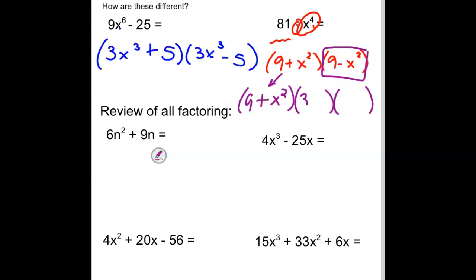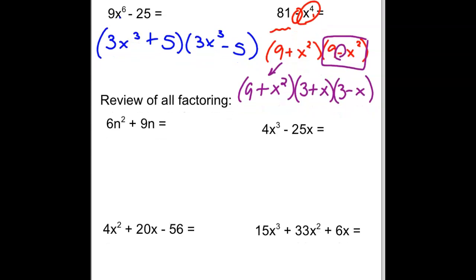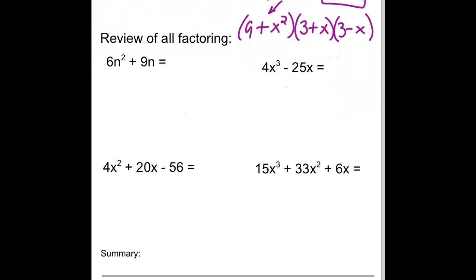The 9 we would split into 3 times 3, and the x squared we would break up into x and x. To get no middle term and a minus sign here, we would need one positive and one negative. So that's the special pattern for today, the difference of two squares. Our last 4 examples, we are just reviewing all of the different factoring techniques that we've had so far.